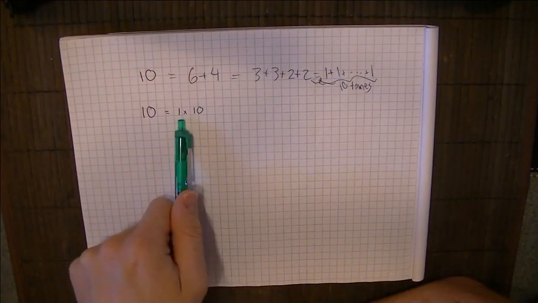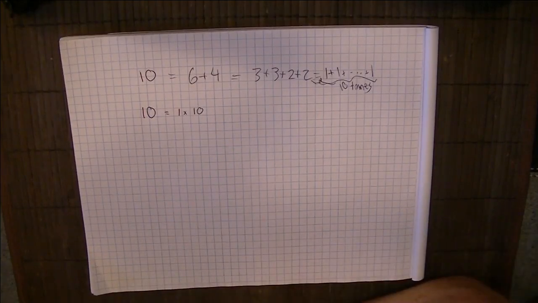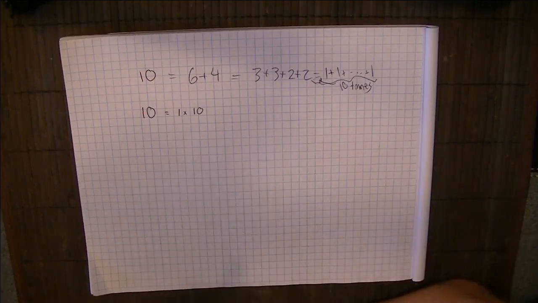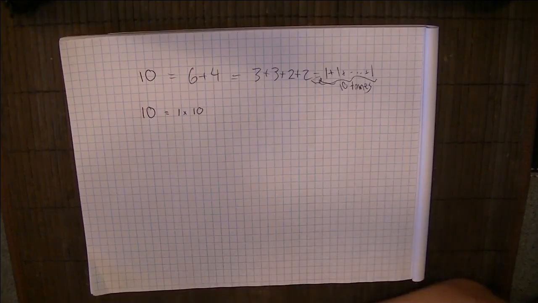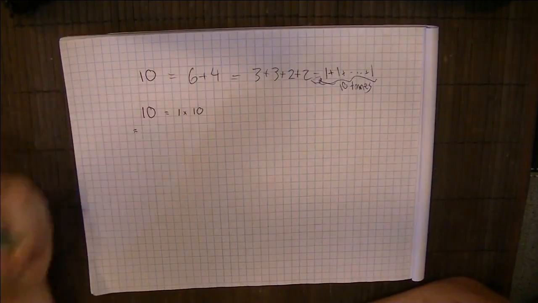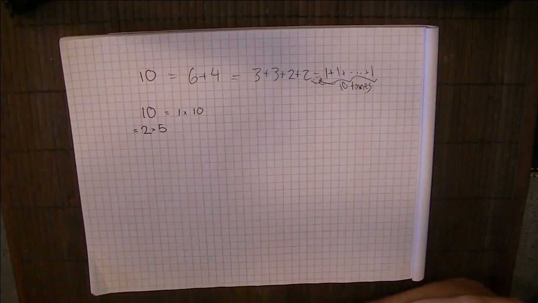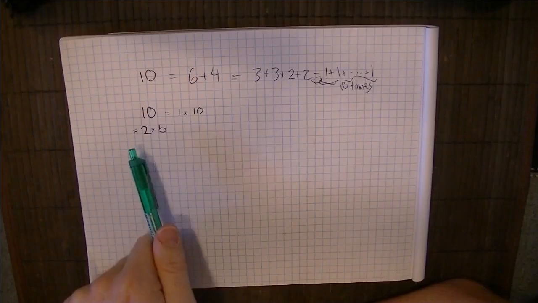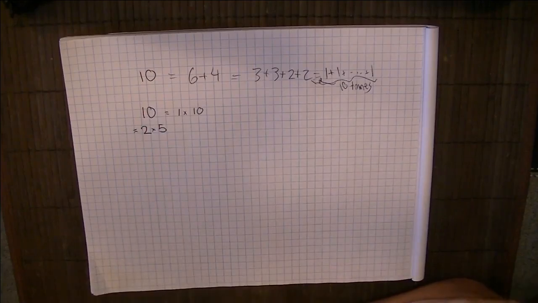So what we've got here is 1 is a factor of 10 and 10 is a factor of 10. But that's, once again, the boring answer, right? Those are obvious. For any number that you pick, 1 will be a factor of it, and the number itself will be a factor. So instead, let's look at another option, which in this case would be 2 times 5. Okay, so this is a new way of looking at it, right? We have 2 times 5 equals 10, that's true. So 2 is a factor of 10, and 5 is a factor of 10.